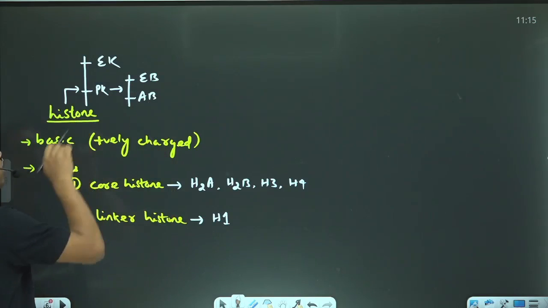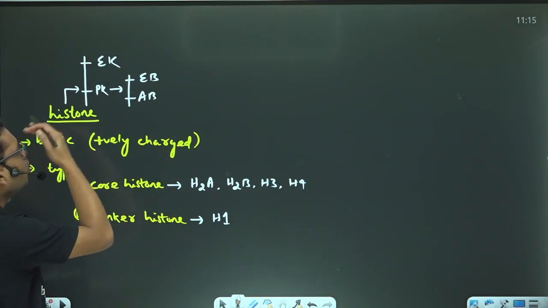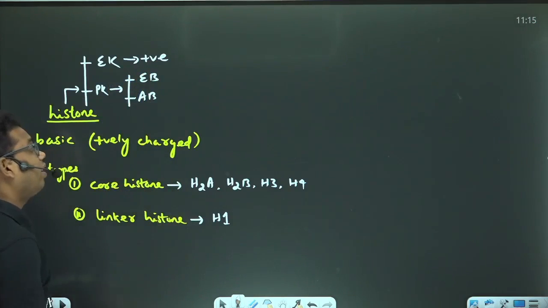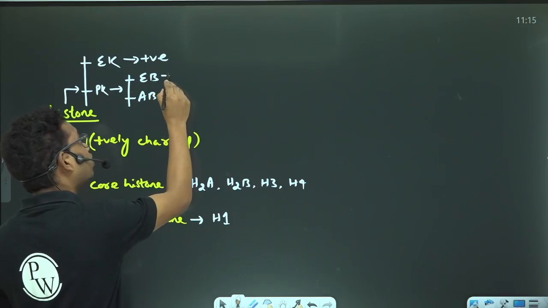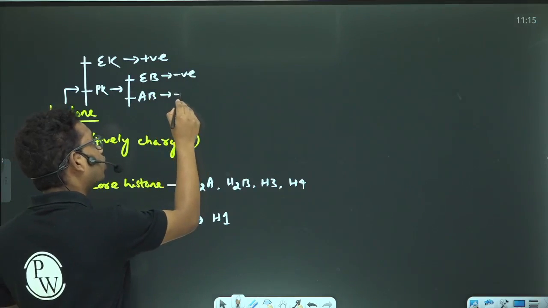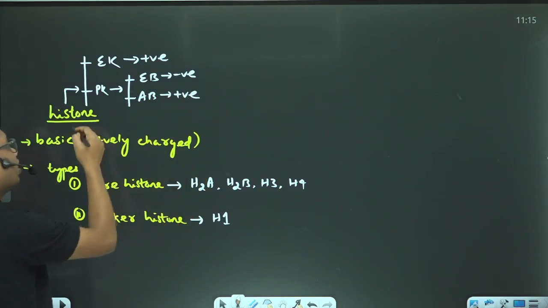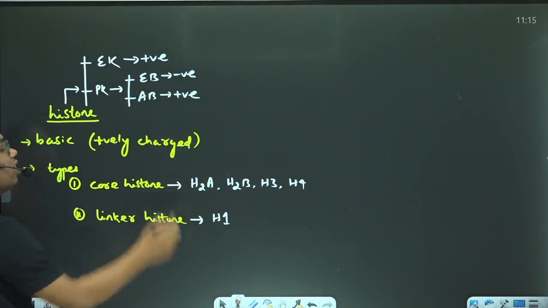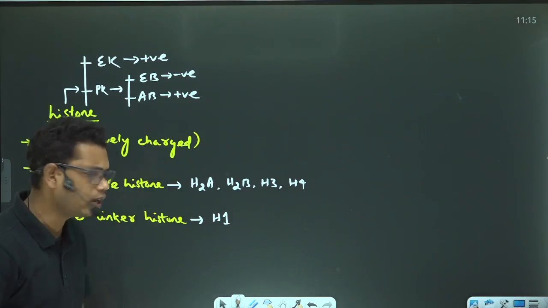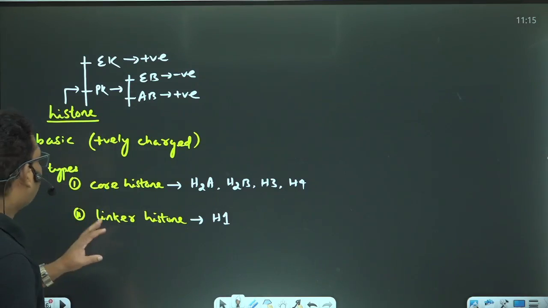Okay. So what about the occurrence of the histone? The histone proteins are present in the eukaryote, but they are absent in the eubacteria, and they are present in the archaebacteria. So archaebacteria, even though they are prokaryotic in nature, still have the histone proteins. This is very, very important. Okay. Now the core histone.